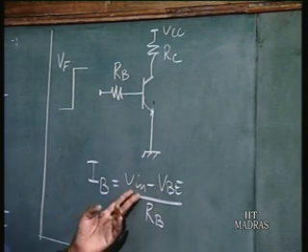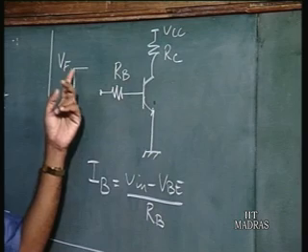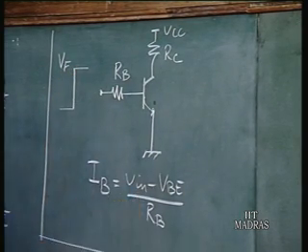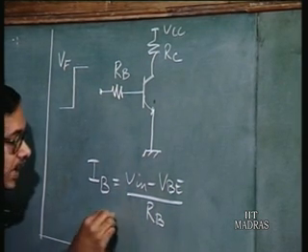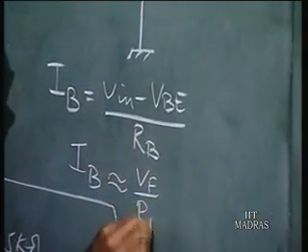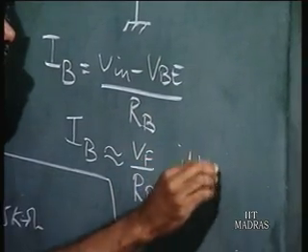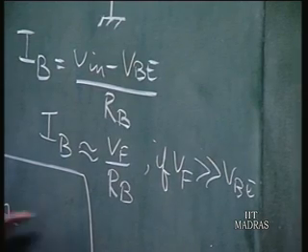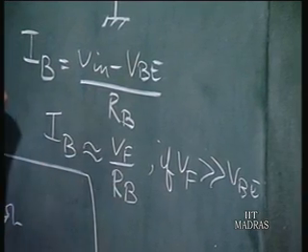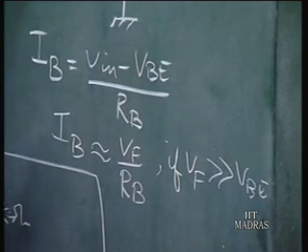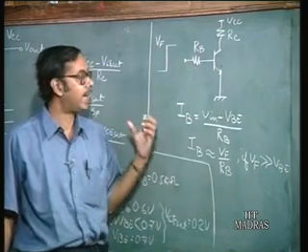And if V in, or this Vf basically, at this point in time when you consider this input has gone high to Vf, Vf is much greater than VBE, we can say IB is nearly equal to Vf by RB, when Vf is very much greater than VBE. So, you have an almost constant base current.